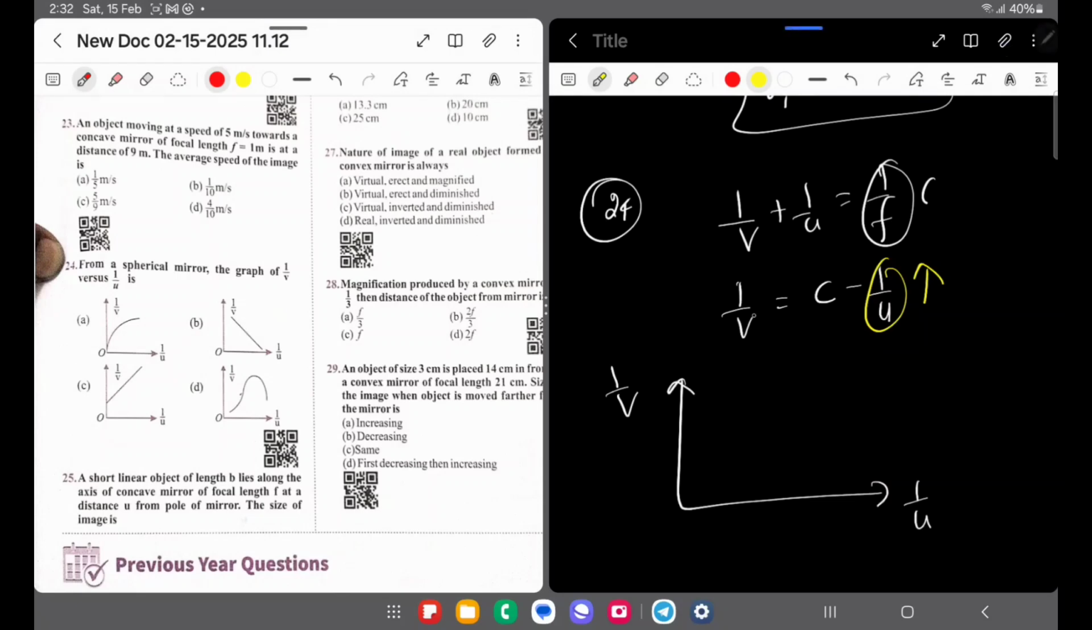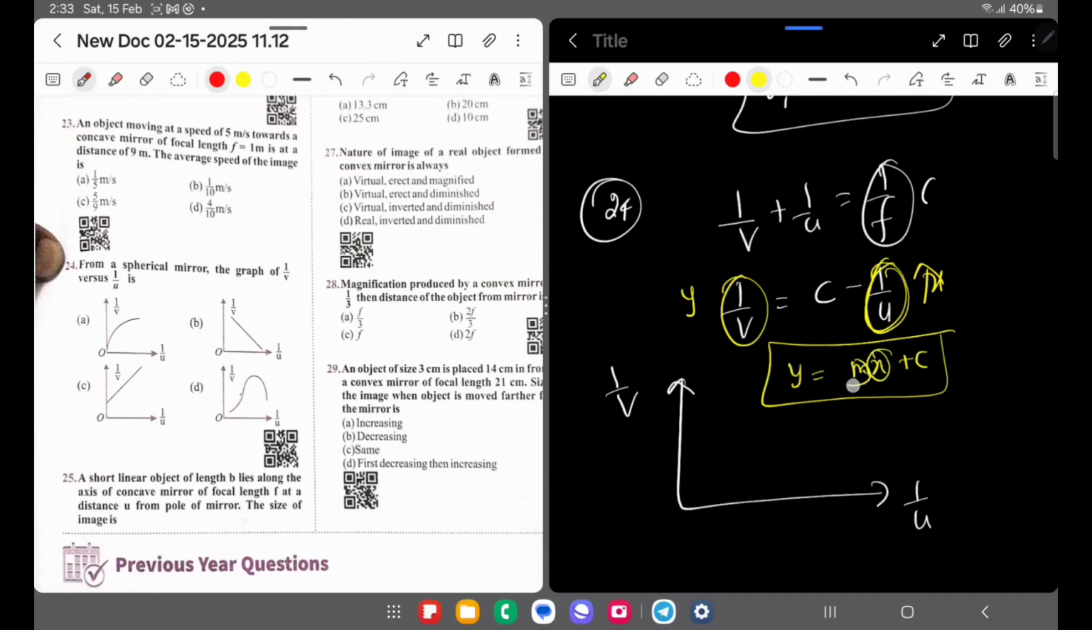So this equation appears to be a straight line, because we can very clearly see that here 1 by v can be treated as y and 1 by u can be treated as x. So y equal to mx plus c. It takes this form, so obviously the graph is going to look like this.